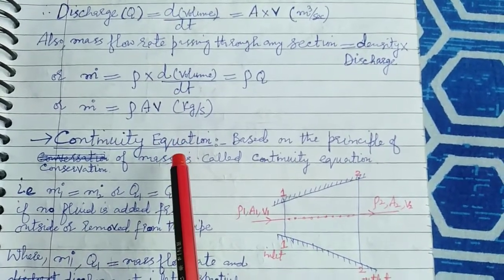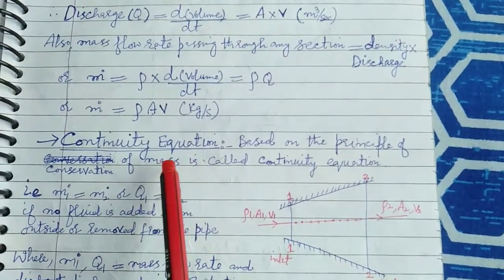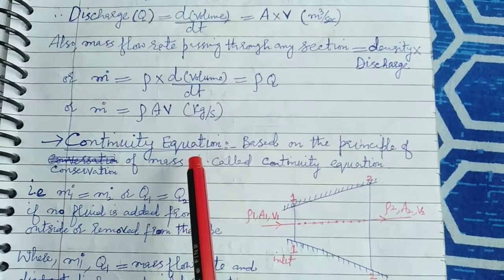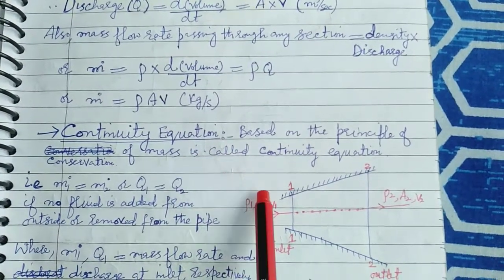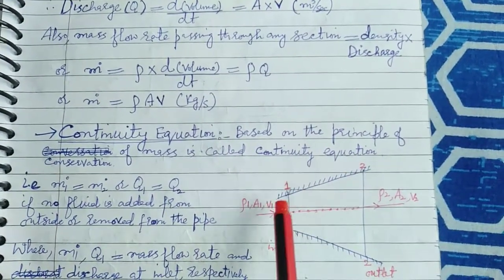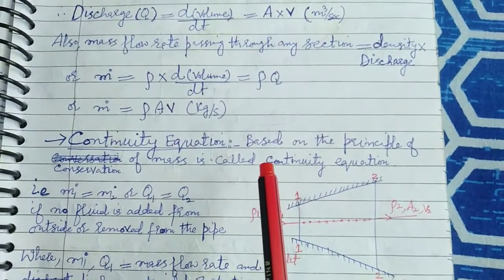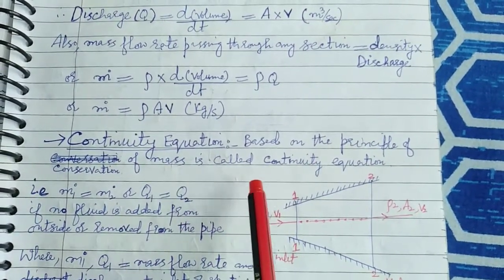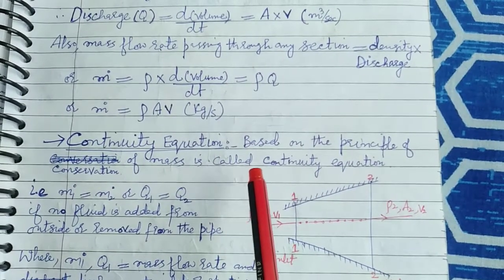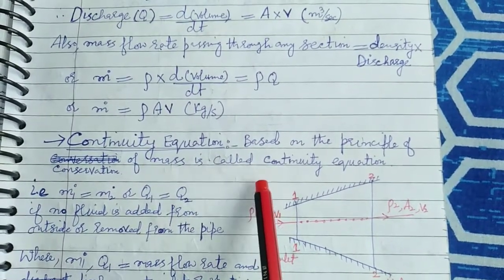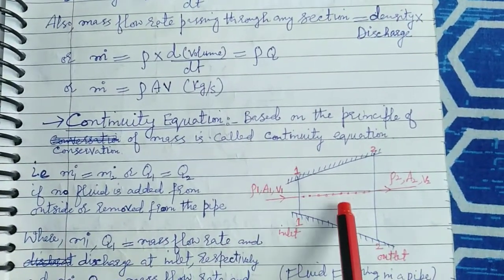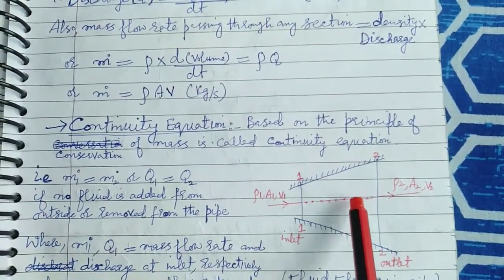So the same thing happens here: this continuity equation is actually the conservation of mass when the fluid flows through any pipe having cross sections 1 and 2, that is, inlet and outlet. The equation which is based on the conservation of mass is called the continuity equation, when the fluid enters from the inlet to the outlet of this duct or pipe.